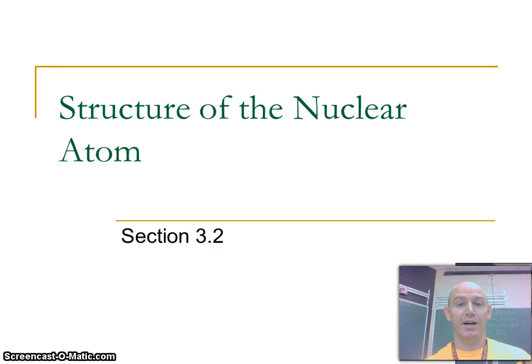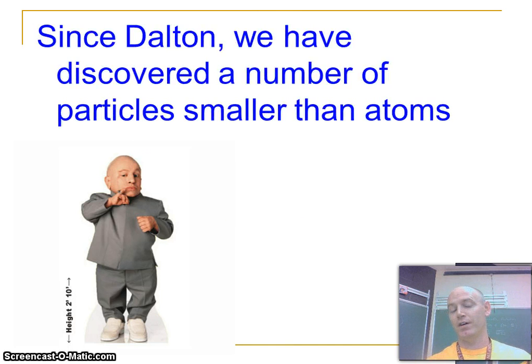Hi guys, welcome back. We are going to start Chapter 3, Section 2 today, the structure of the nuclear atom. We are going to continue our conversation after leaving Dalton and talking about the 5 rules of his atomic theory. Think of Dalton's model of the atom as being essentially like a little ball bearing. Dalton really didn't get too much past that basic shape. Since Dalton, we've discovered quite a few additional particles smaller than an atom.